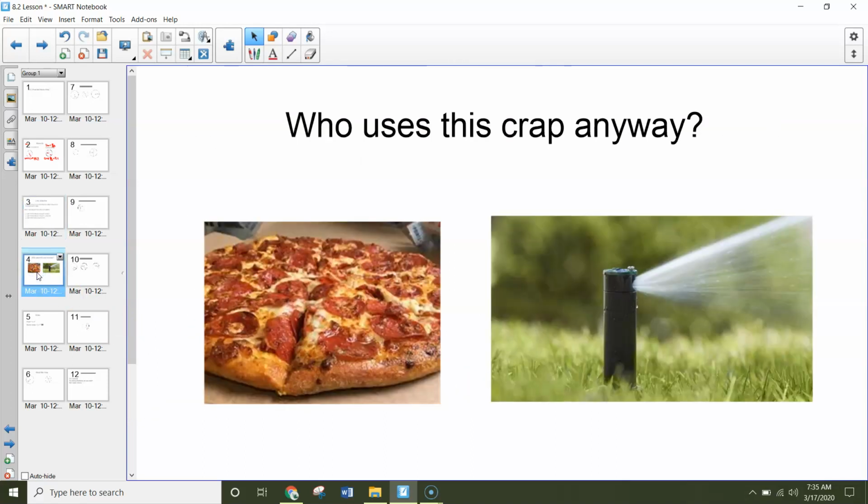Who uses this anyway? So everyone loves pizza, obviously. And we talked a little bit about how the arc length was kind of like the crust of a pizza. Today we're talking about the good part of the pizza, the actual slices. So finding the area of a slice of pizza, if you want to know how much you eat.